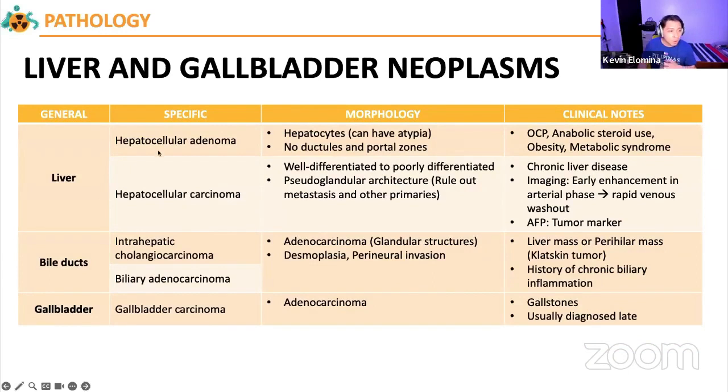Okay? Now, for your liver tumors, no, you have your hepatocellular adenoma. It's associated with your oral contraceptive pills, anabolic steroid use, obesity and metabolic syndrome, and some of them, especially when they have beta-catenin mutations, can be precursors to Hep CA, no? Then your Hep CA, tatandaan nyo, ang prominent risk factor niya ay chronic liver disease with cirrhosis. And the marker is your alpha-fetoprotein. For your bile ducts naman, you can have involvement of your intrahepatic and extrahepatic bile ducts.